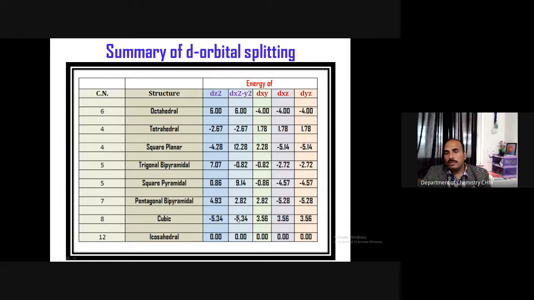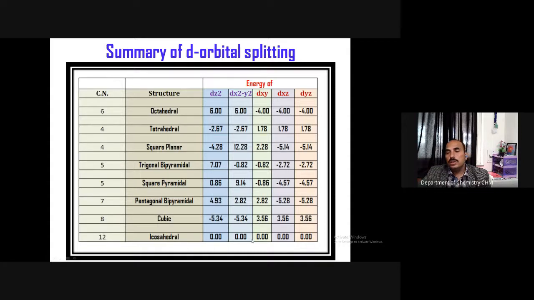And ligands are not coming from the faces; they are not coming along the axis; they are coming from the corners. So dz square and dx square minus y square will be minus 5.34, minus 5.34. However, in between the axis they will be facing ligands closely now. So 3.56, 3.56. Okay, the total gap is close to 9, because 5 plus 3 is 8, and this is 8.9 basically. That is the total gap compared to octahedral, which is 10 Dq. This total gap is around 9 Dq.